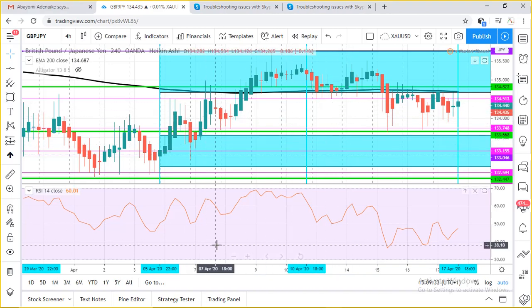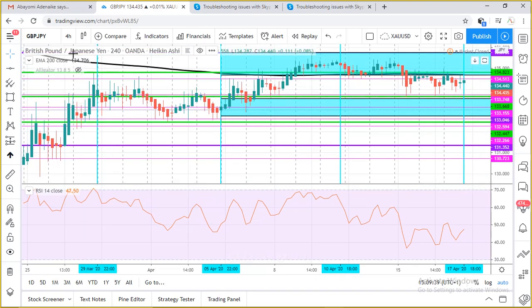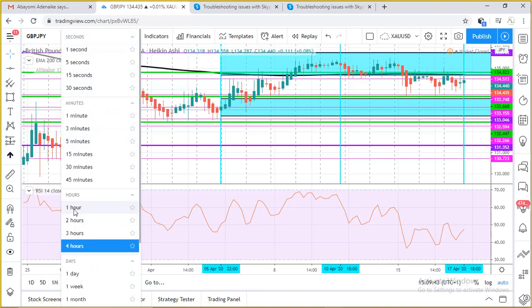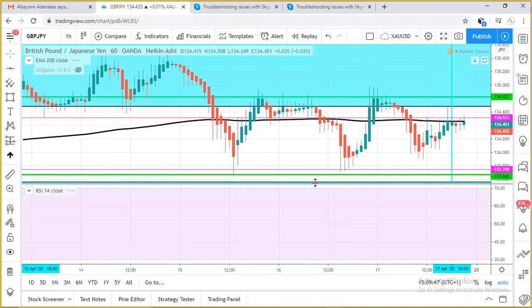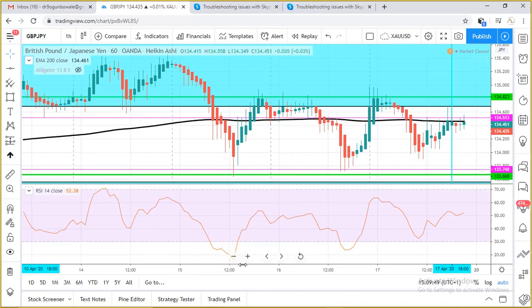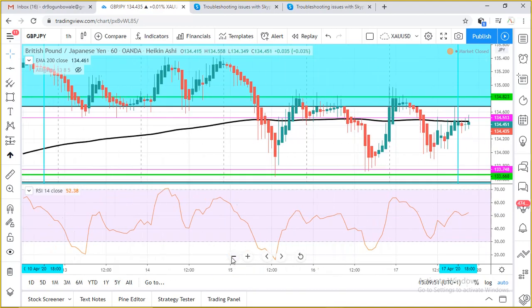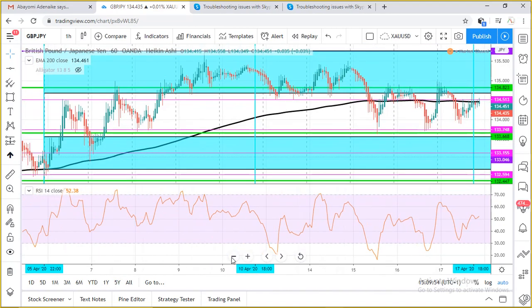Now, let me switch to a lower time frame, 2 hour, or let's say hour. Let me go to hour time frame. Good. This is our time frame. We are seeing the way it was distributed on hour time frame. Good. So this is just 2 weeks.